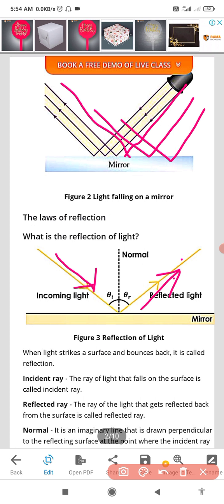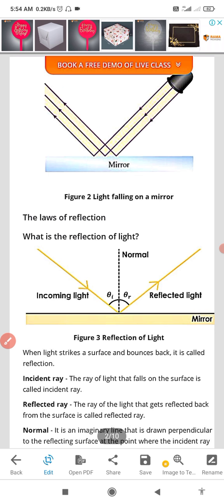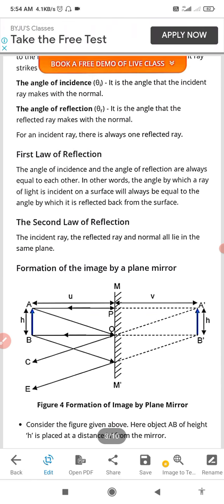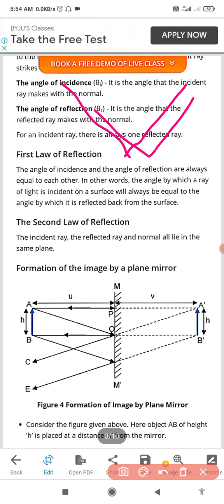Okay, and normally the normal is drawn perpendicular to the reflecting surface, where the incidence ray may be incident upon it. The angle of incidence means, suppose this is a surface and light is coming, so this will be theta i, the angle of incidence, and that will be the angle of reflection, theta r.